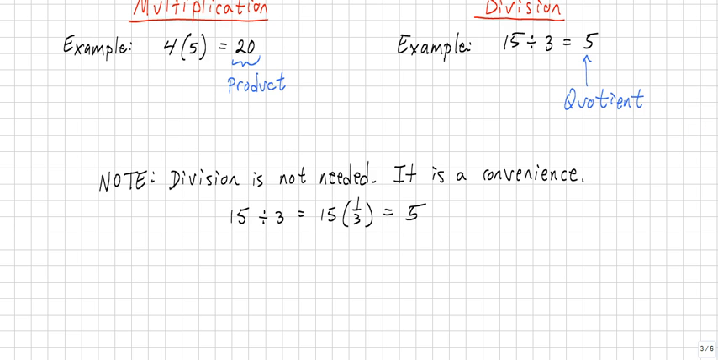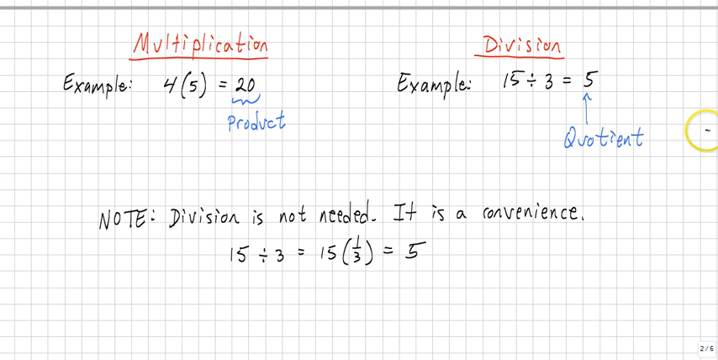Well, the other two operations are multiplication and division. For multiplication, we've got, for example, 4 times 5 is 20, and we call 20 the product of 4 and 5. Division, 15 divided by 3 would be 5. 5 would be the quotient. So just, again, some vocab.